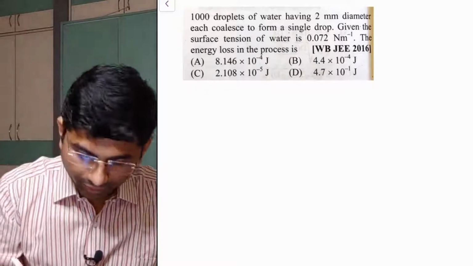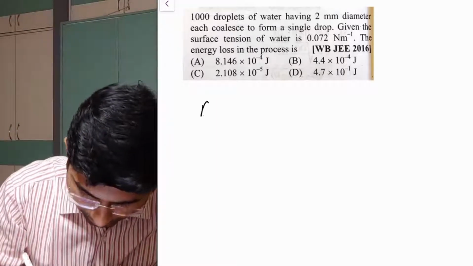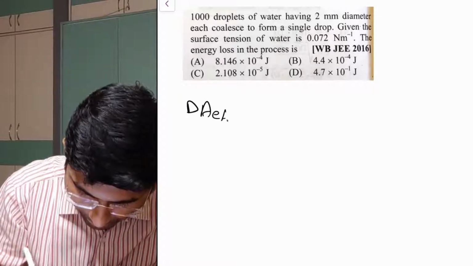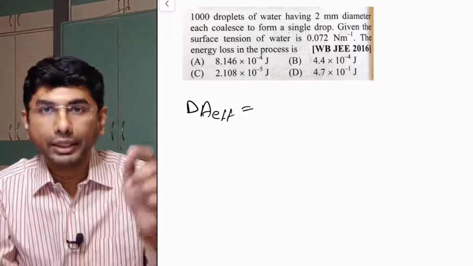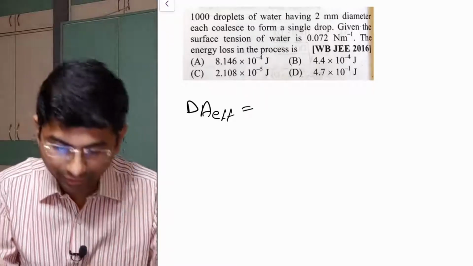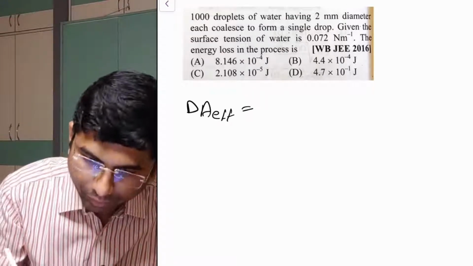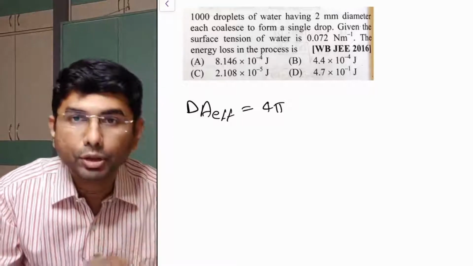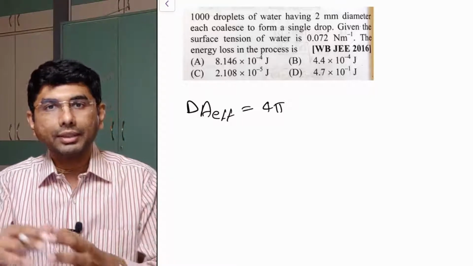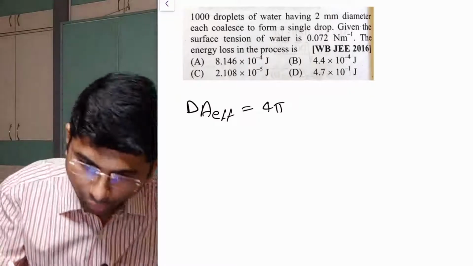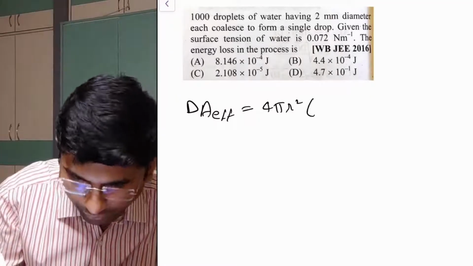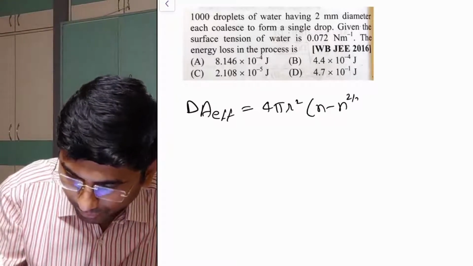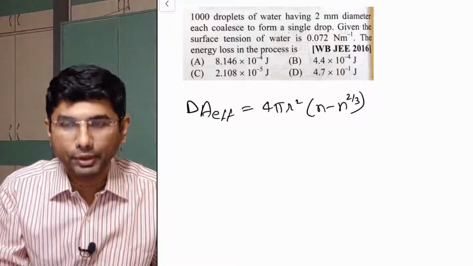We know the effective area, the change in effective area. We have taken this formula in the beginning, in the starting of this lecture. This effective area will be 4 pi. Now here it's in terms of small r, because droplets are given, that are being formed into a drop. 4 pi r square into n minus n raised to 2 by 3. That's the formula which we know for the effective area.